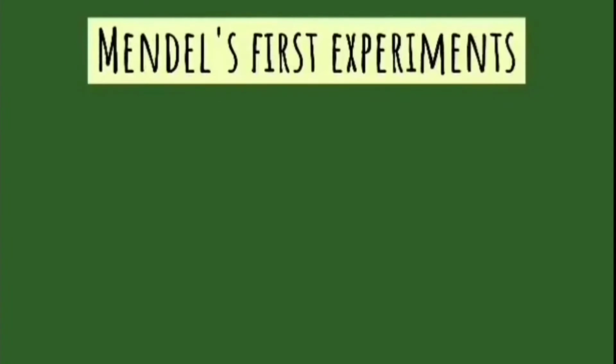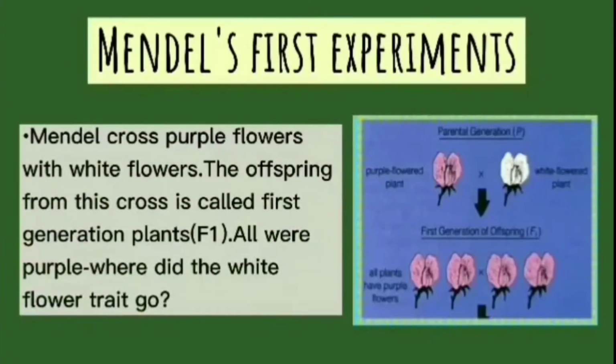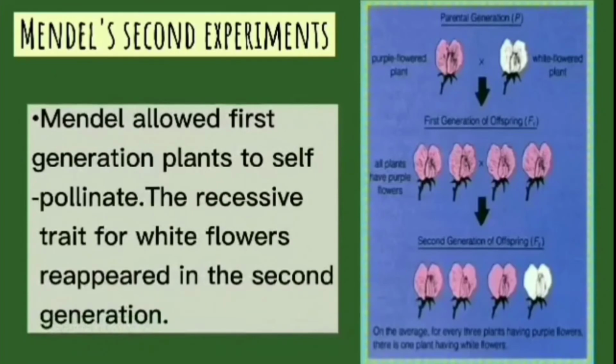Mendel's first experiments. Mendel crossed purple flowers with white flowers. The offspring from this cross is called first-generation plants, or F1. All were purple. Where did the white flower trait go? Mendel's second experiments. Mendel allowed first-generation plants to self-pollinate. The recessive trait for white flowers reappeared in the second generation.